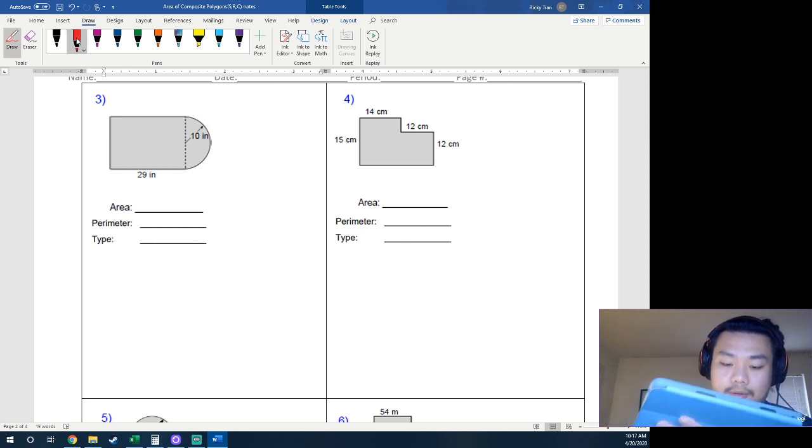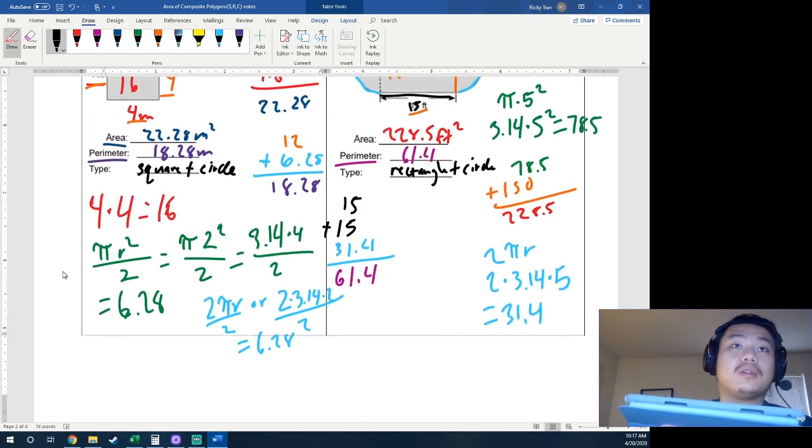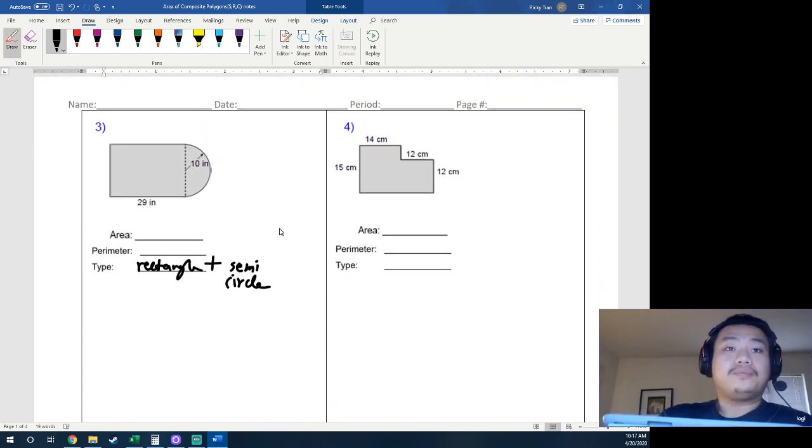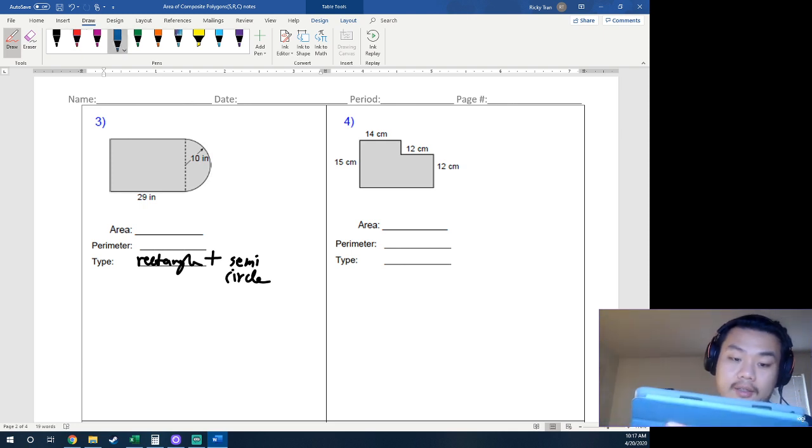Here we're going to do this rectangle plus a semicircle, or a half circle. Area is going to be this, so we have to find the area of two different shapes. So the area of this and this, which is going to be 20, because this is 10, therefore this is 20.